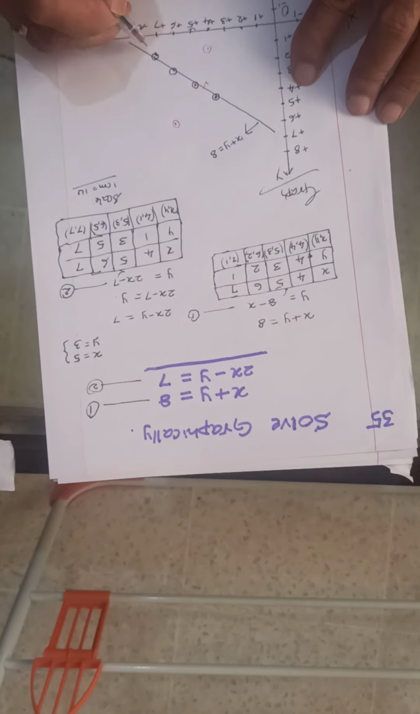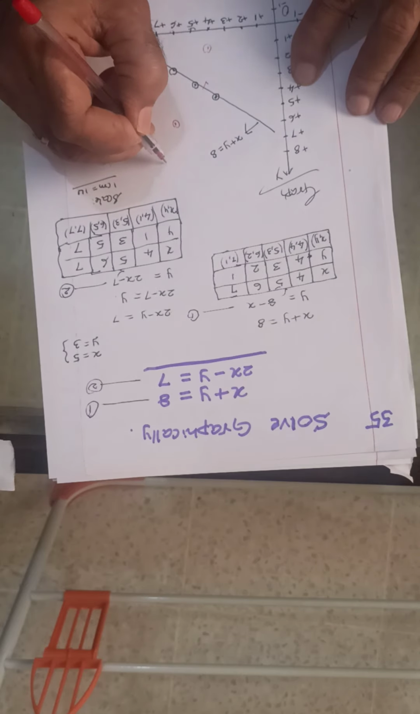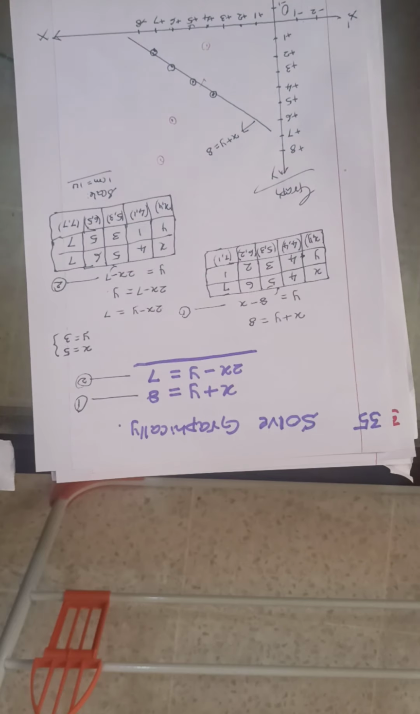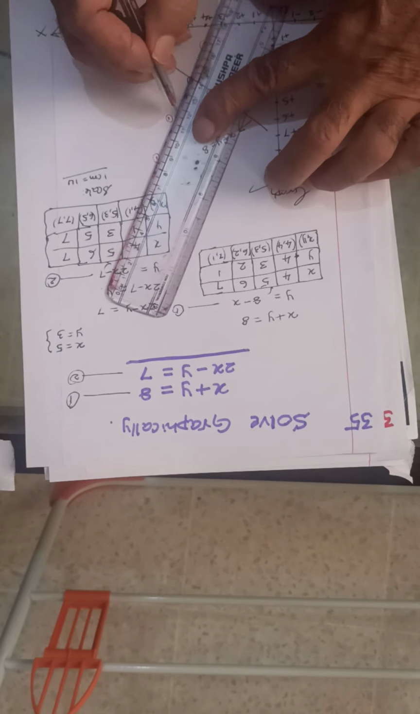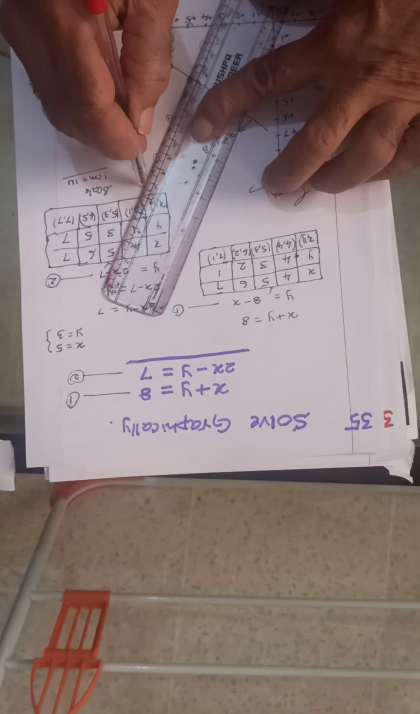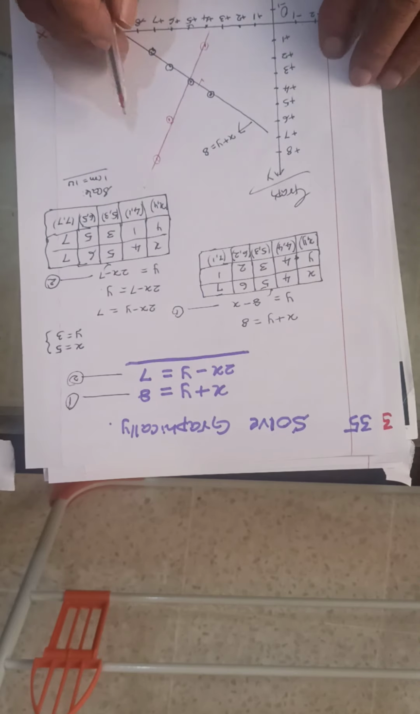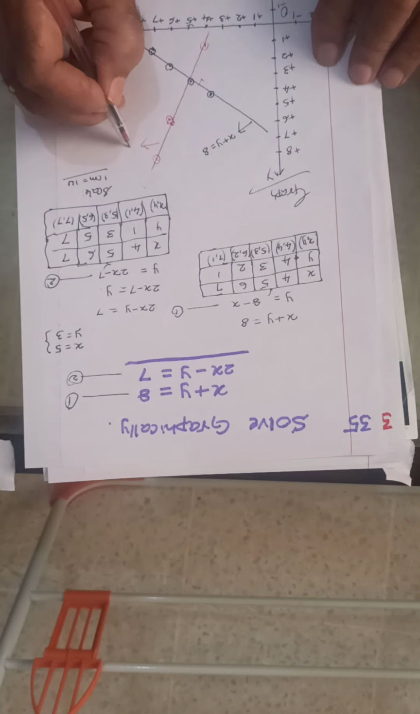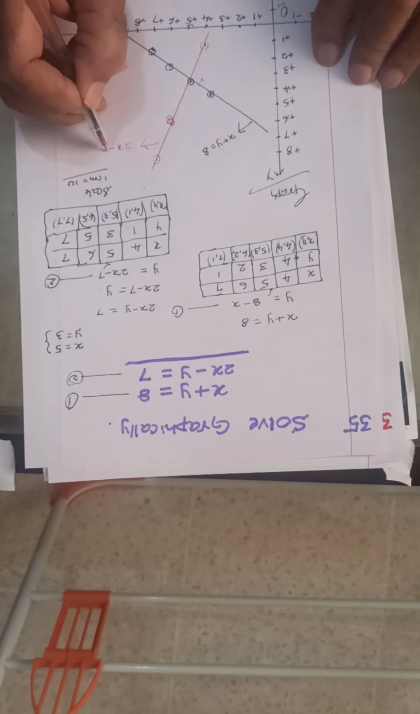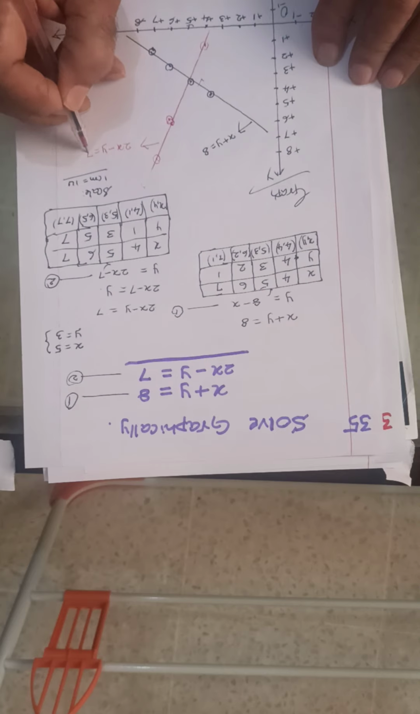Third point, (7, 7). Mark all these four points. You'll get another line. This represents equation 2: 2x minus y is equal to 7.